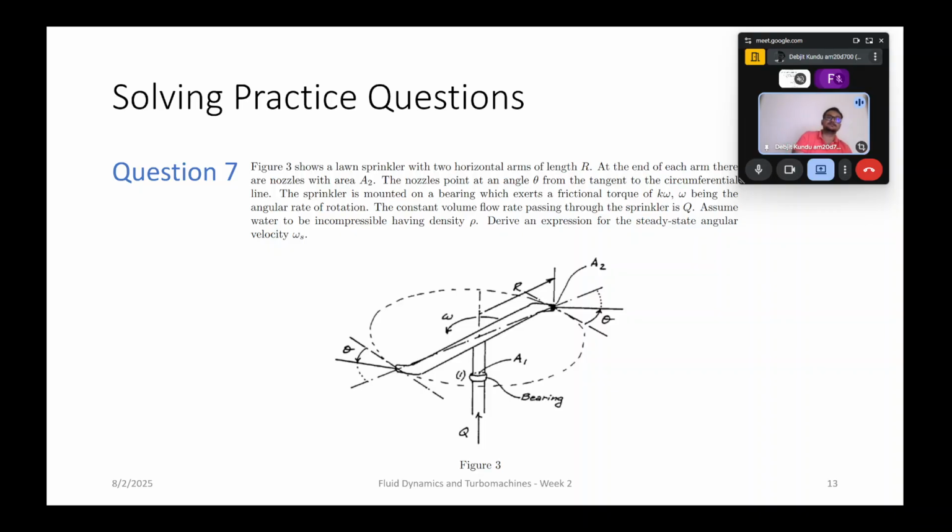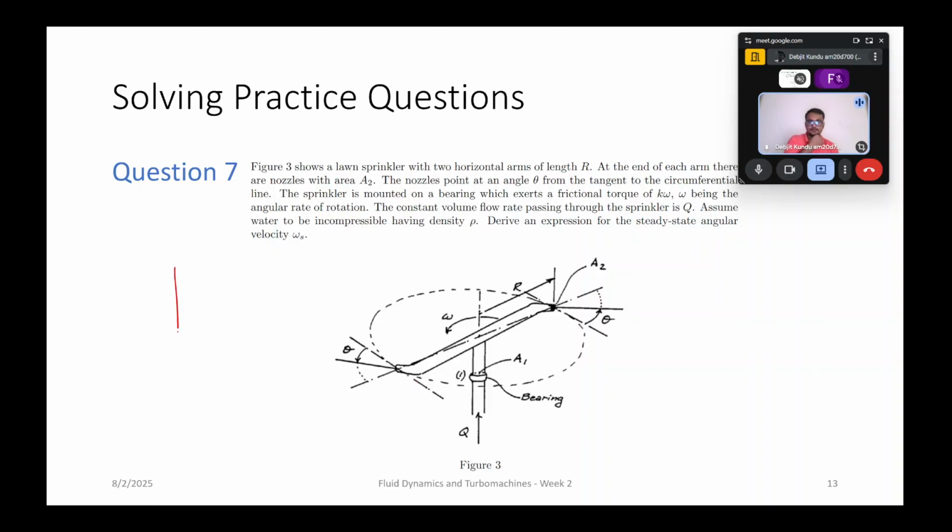So this is the last problem of today's session. It's a classical problem. It's called the sprinkler problem. It's a very crucial problem for demonstrating the conservation of angular momentum. So this is our sprinkler.